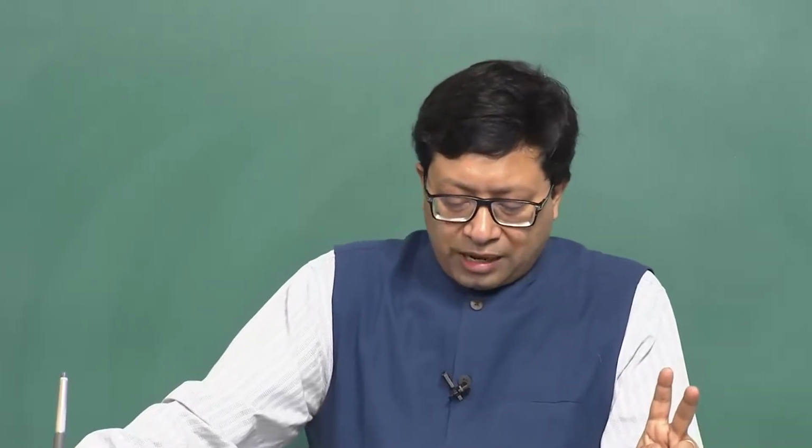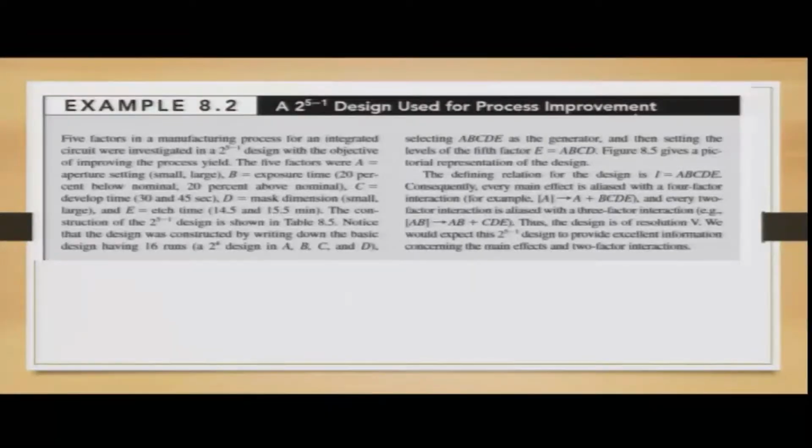B, which is exposure time, would be 20% below nominal and 20% above nominal, again 2 effects for that factor. C would be the develop time, which is 30 seconds and 45 seconds, again 2 levels. D is the mask dimension, which is small and large, again 2 effects. E is the etch time, which is 14.5 and 15.5 minutes, again 2 levels for E. So, hence, we have 5 factors each at 2 levels.